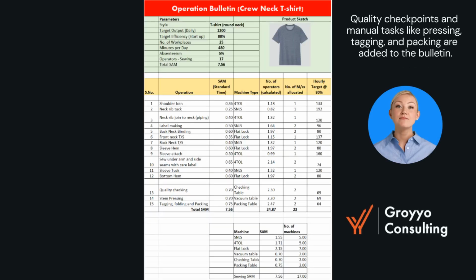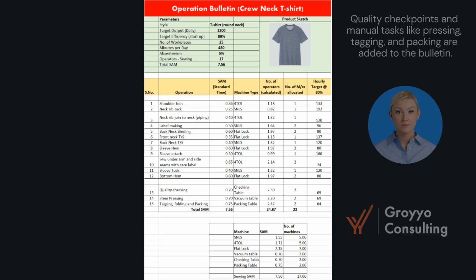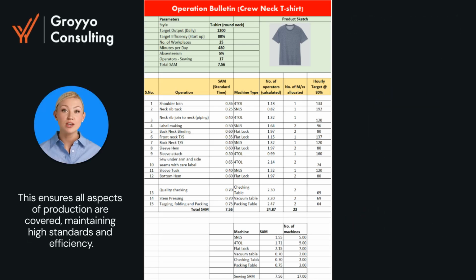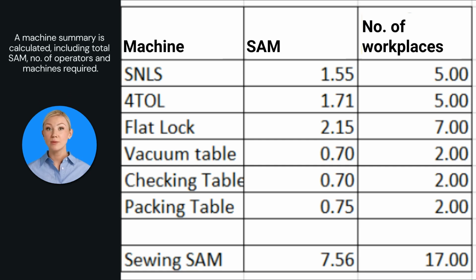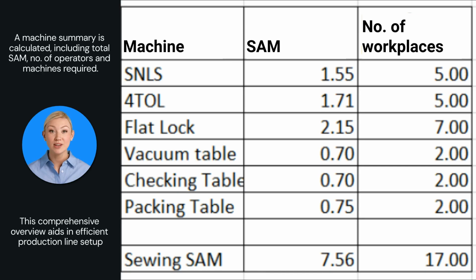Quality checkpoints and manual tasks like pressing, tagging, and packing are added to the bulletin. This ensures all aspects of production are covered, maintaining high standards and efficiency. After detailing all operations, a machine summary is calculated, including total SAM, number of operators, and machines required. This comprehensive overview aids in efficient production line setup.